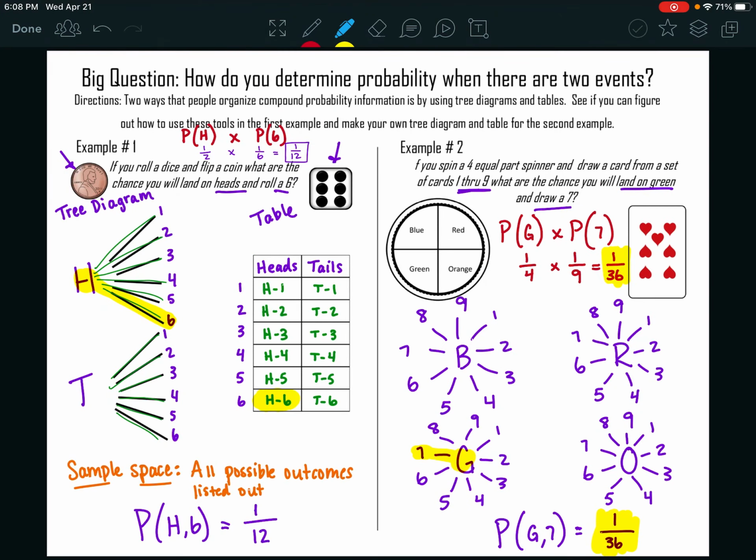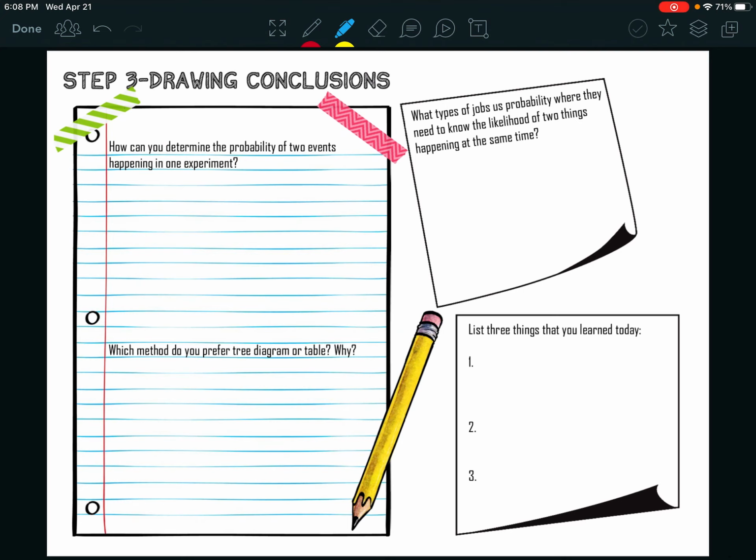Now, again, I would like you to finish this packet or this assignment. So on the last page, there are a couple questions of what did you learn? So summarize some things that you learned today.